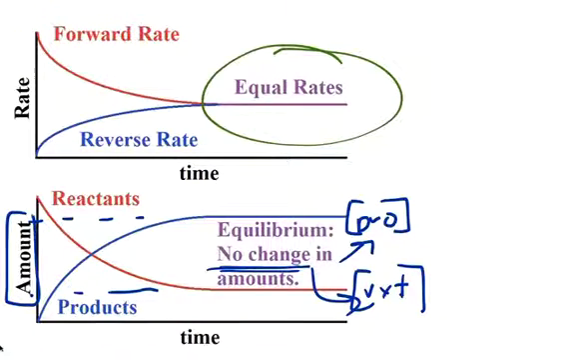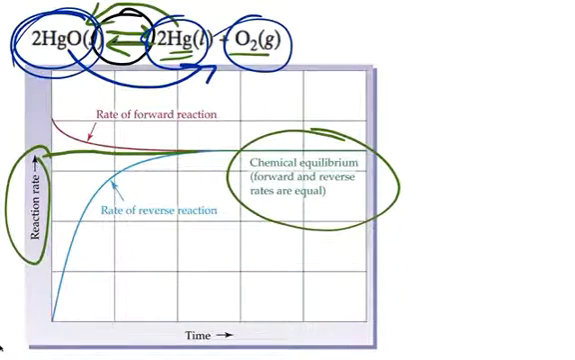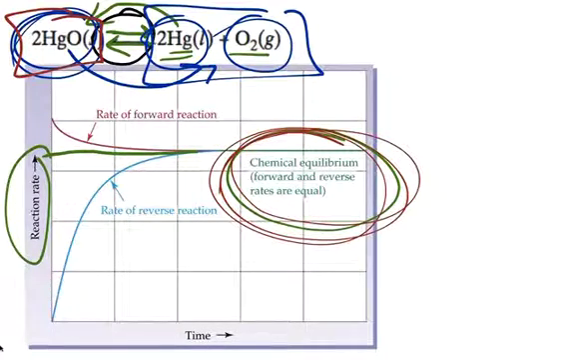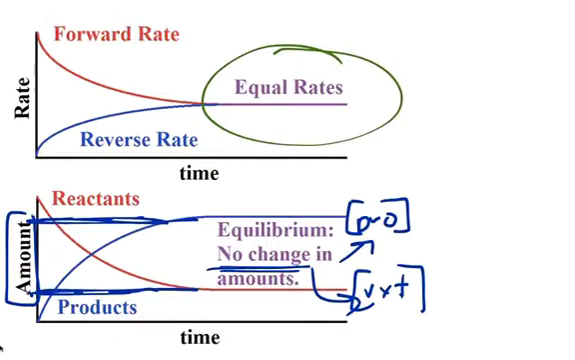Now again, just like this graph shows, it doesn't mean that we have the same amount of stuff. An equilibrium could make mostly products, or it could leave mostly reactants, but the concentrations on either side are not changing. So very important. The reaction is still happening, but the rates are equal. The numbers of stuff on either side are not changing anymore.